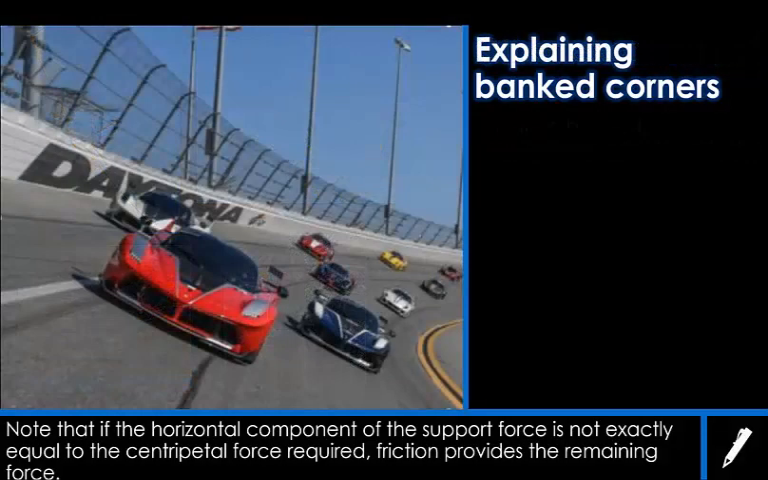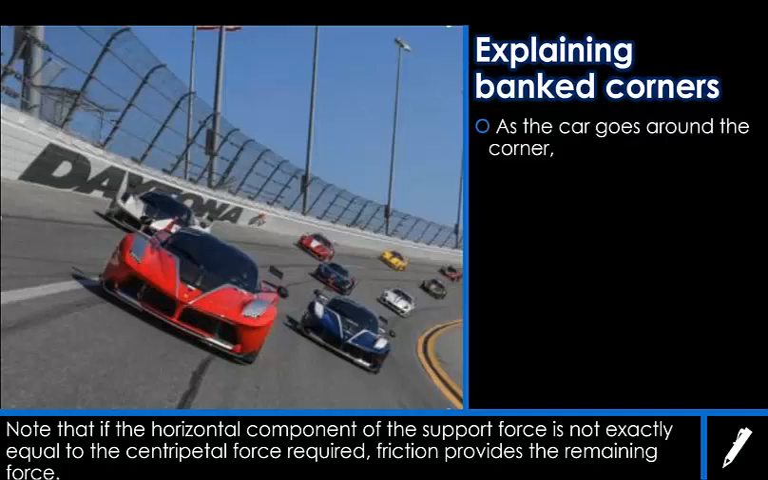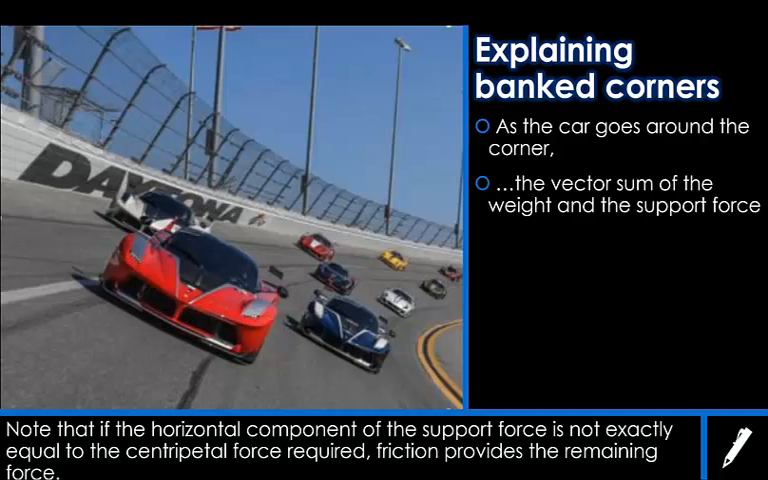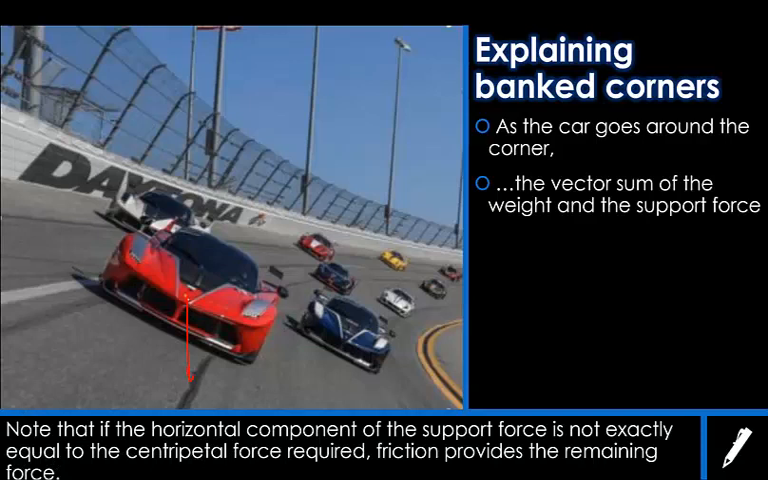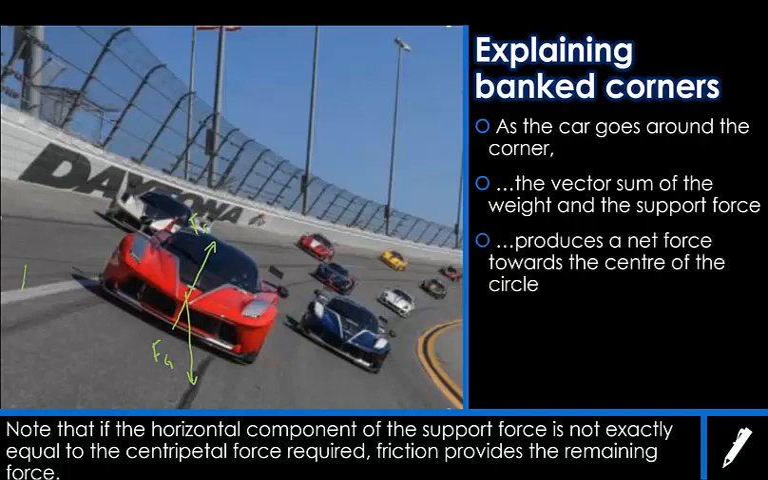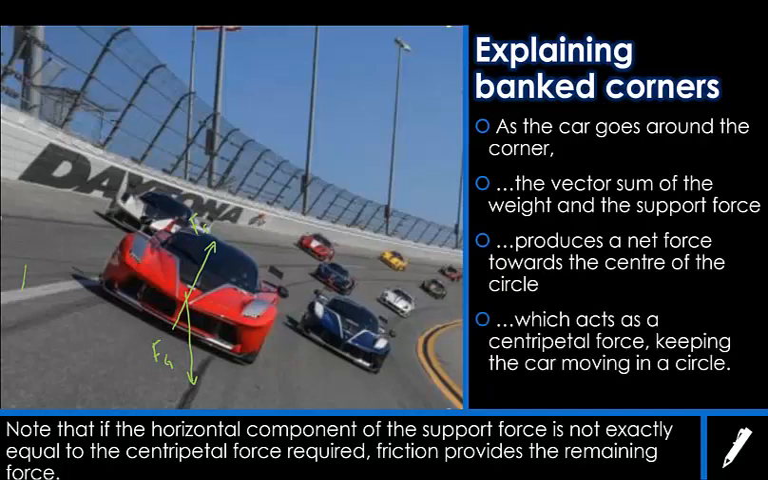To explain banked corners, basically, as the car goes around the corner, the vector sum of the weight force and the support force produce a net force towards the center of the circle, which acts as a centripetal force, keeping the car moving in a circle.